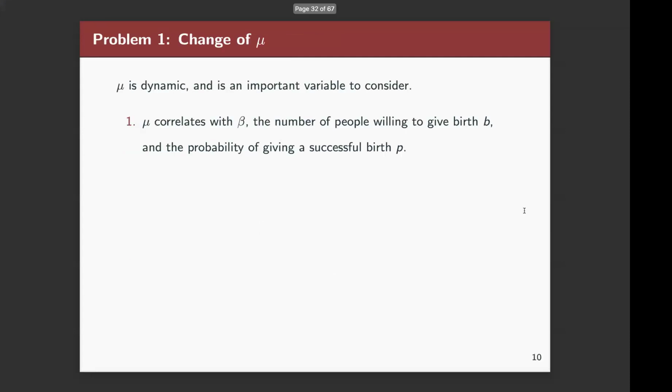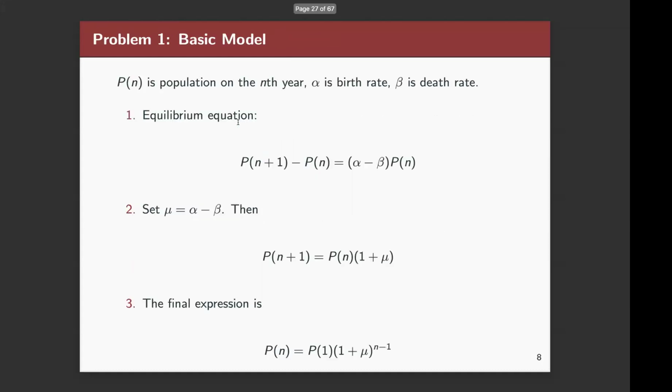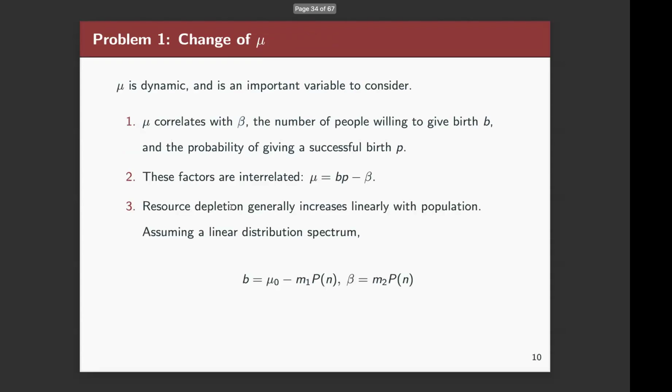Yeah, well, right now, we consider that mu is in fact dynamic, and it actually correlates with beta, the number of people willing to give birth, B, and the probability of giving a successful birth, P. So basically, we retain the variable beta because that's rather fixed, and we don't want to change that too much. But as for the other part, if we recall, mu consists of alpha and beta. So the alpha is going to be affected quite a lot. And this is what we see here.